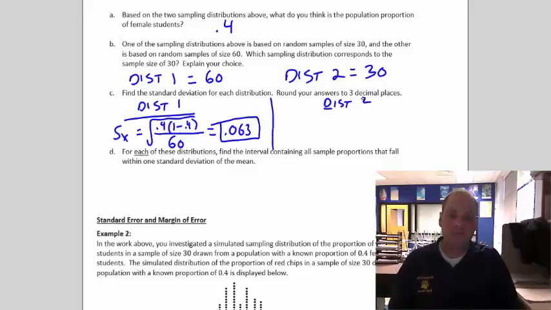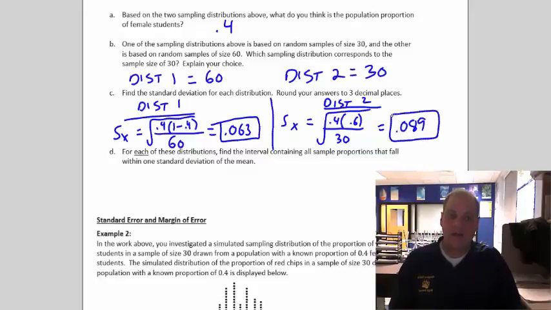Distribution 2: square root of 0.4 times 0.6, same, 1 minus 0.4, and divide by 30 now. Dividing by a smaller number is going to give us what? It's going to give us 0.089, a larger standard deviation. So the smaller the sample, the larger the standard deviation. You could see that. Smaller sample, larger deviation; larger sample, smaller deviation. All right?